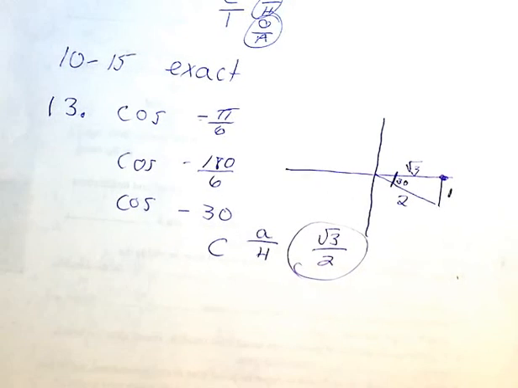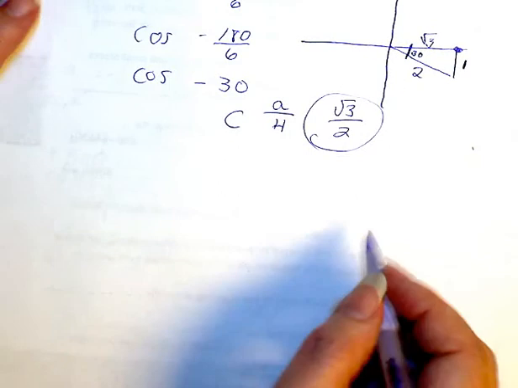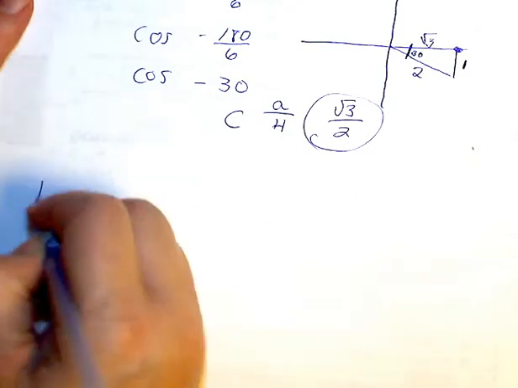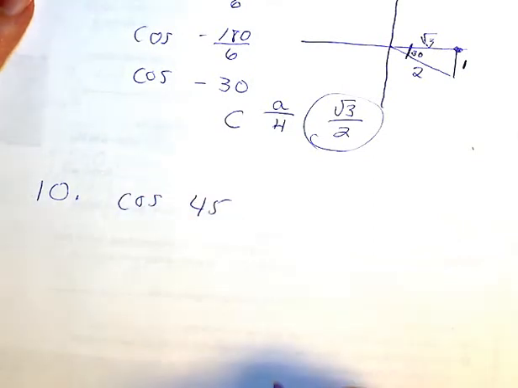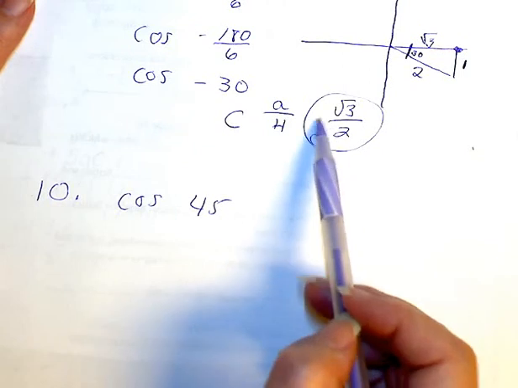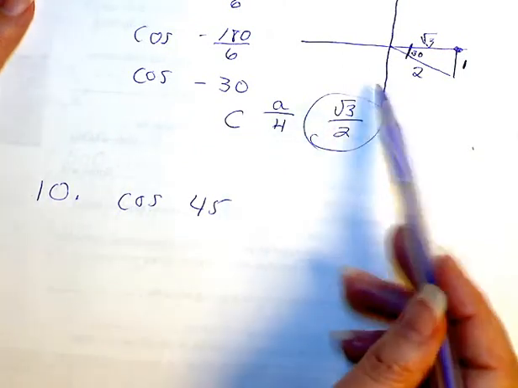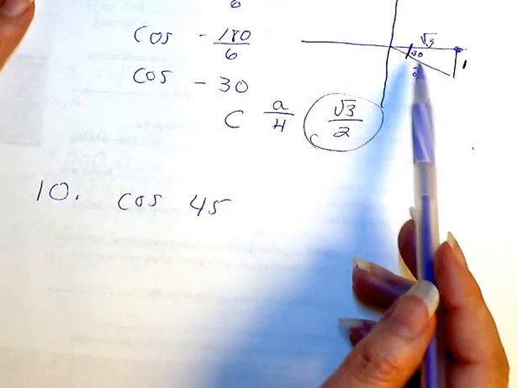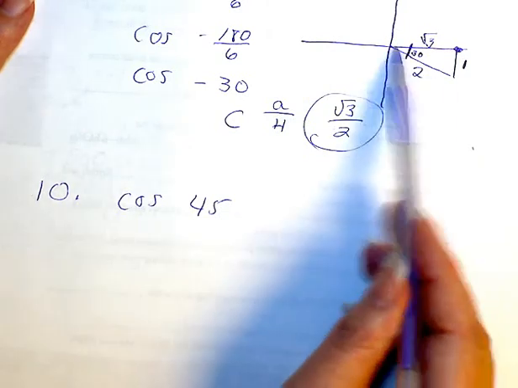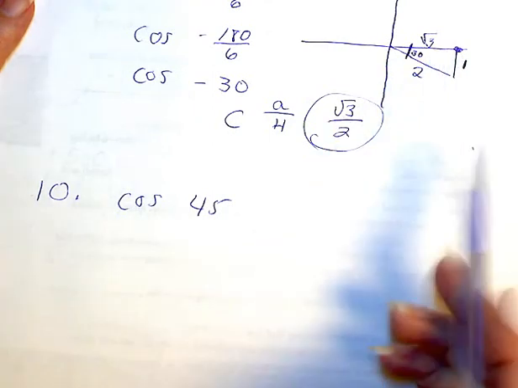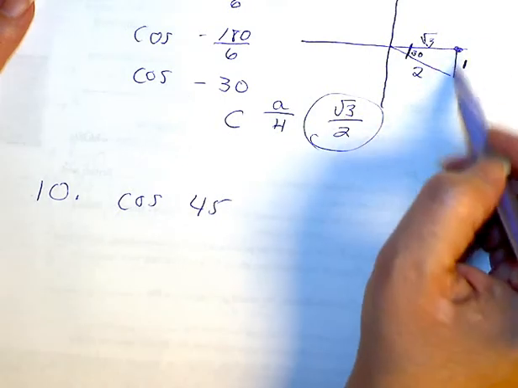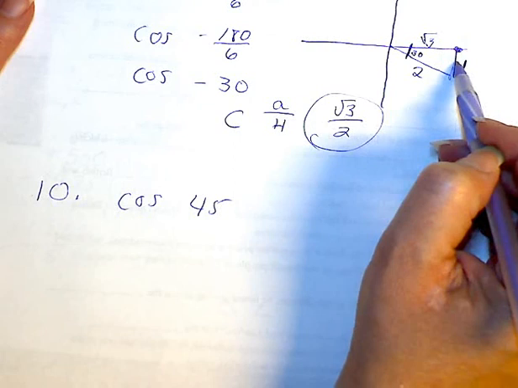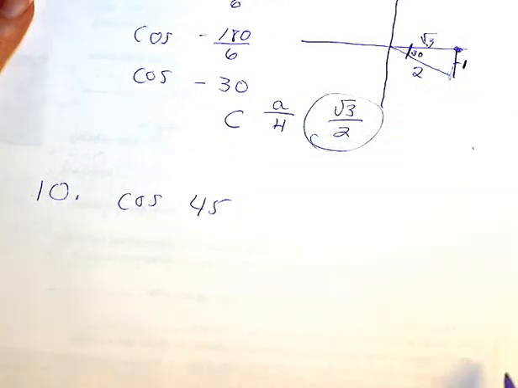Let's do one more. Let's do number 10. Number 10 says cosine of 45. First of all, remember it is positive, but also remember to look: cosine in the fourth quadrant is positive. So that's why it is positive. If it would have been sine, remember it would have been negative, because this is my y value, so this would have been a negative 1. So that would have been negative if it was sine.